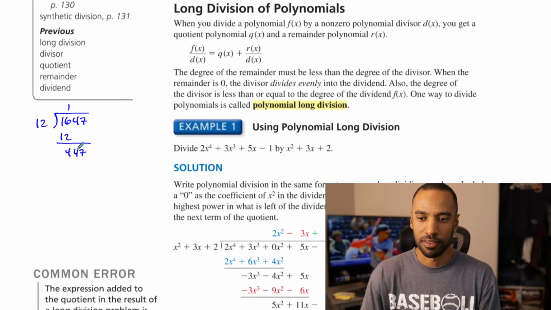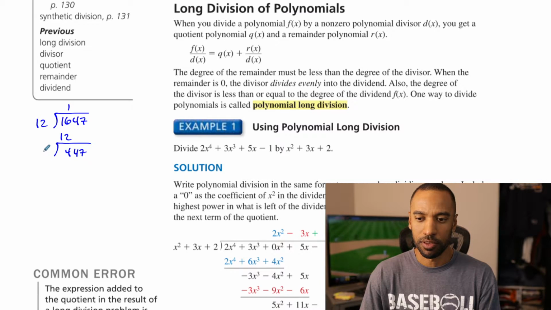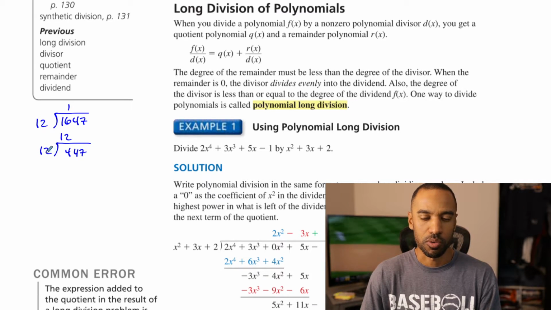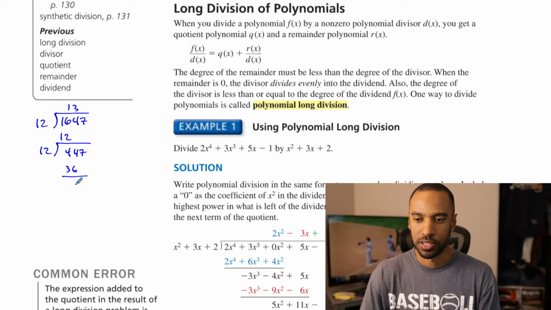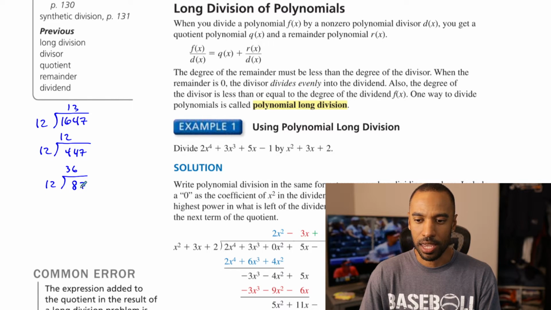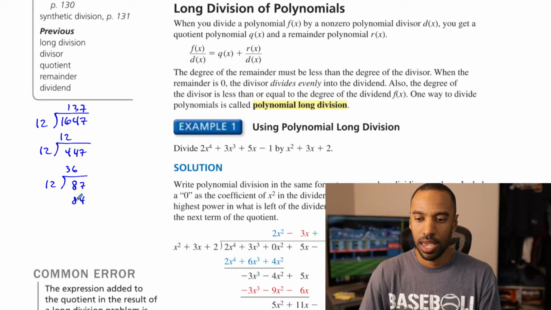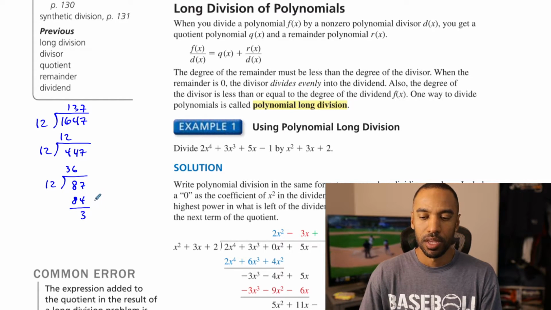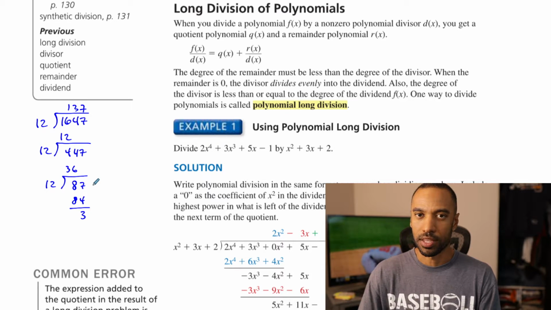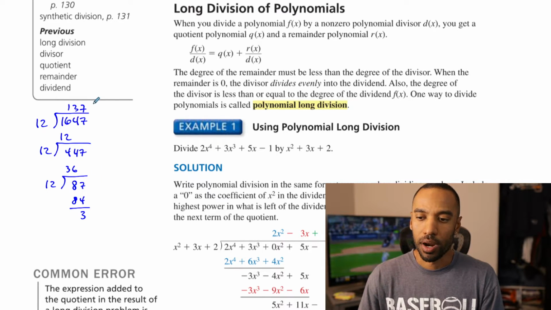Bring down the 4 and the 7. And I now want to see how many times 12 can go into one of these numbers most. 12 can go into 44 3 times, because 12 times 3 is 36. And 44 minus 36 is 8. Bring down the 7. 12 goes into not 8, but 87 7 times. 12 times 7 is 84. 87 minus 84 is 3. 12 can't go into 3, so 3 ends up being the remainder. So this becomes 137, remainder 3.